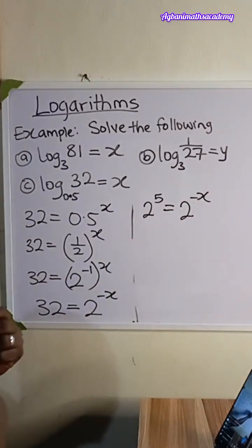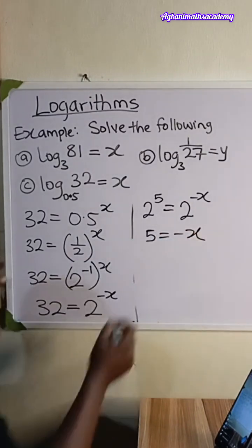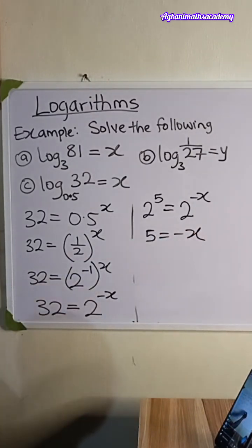So we have also gotten to the point where the bases are the same, therefore we equate the exponents. So 5 is equal to minus x.